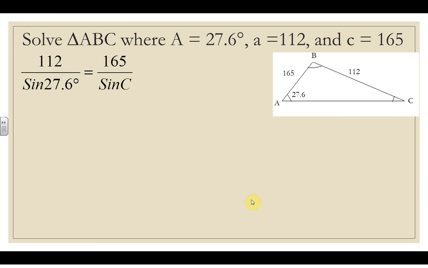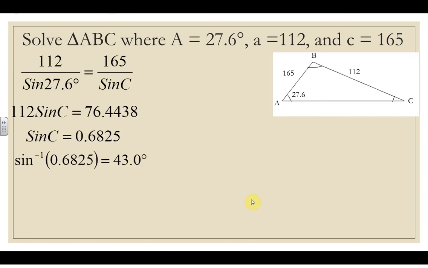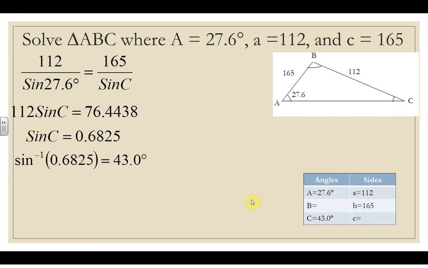Law of sines. Cross multiply, divide, perform the inverse. 43. Okay. 180 minus 43. I did a little chart. Right now we know that we have this triangle with these sides and these angles. We can get that third angle with no problem. Because this angle also works, 180 minus 43, and the 27.6, the other angle. We're under 180, so we're good to go.